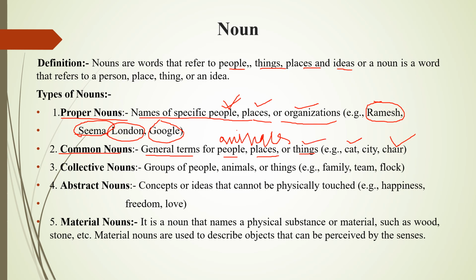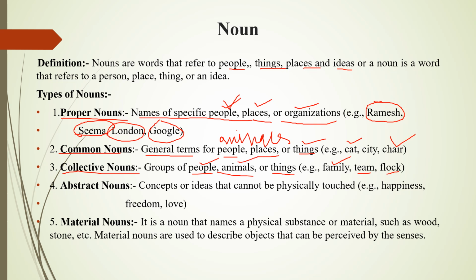Then collective nouns. As the name itself shows, they are a collection. They denote a group of people, animals, things, etc. For example, we say family. Family is a group of people. Team, again team is a group of people. Then flock. Flock is a group of animals.